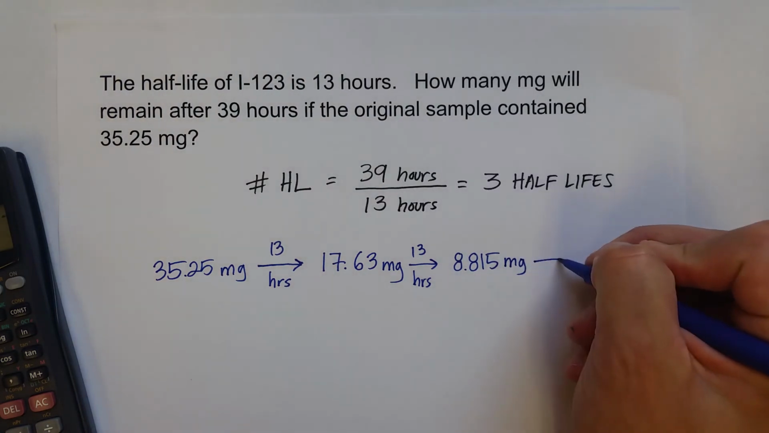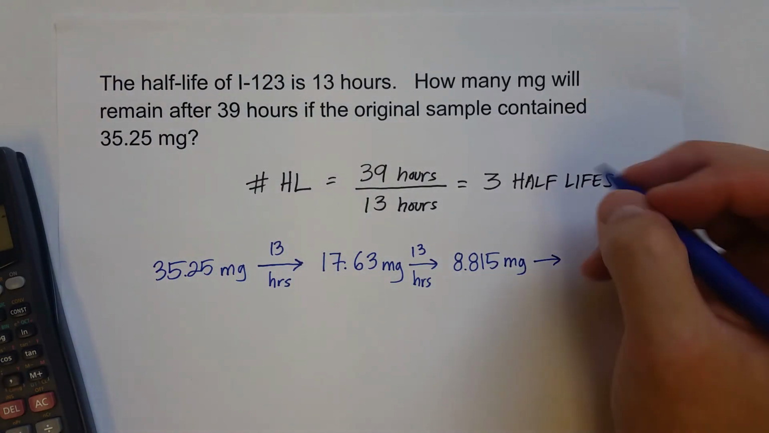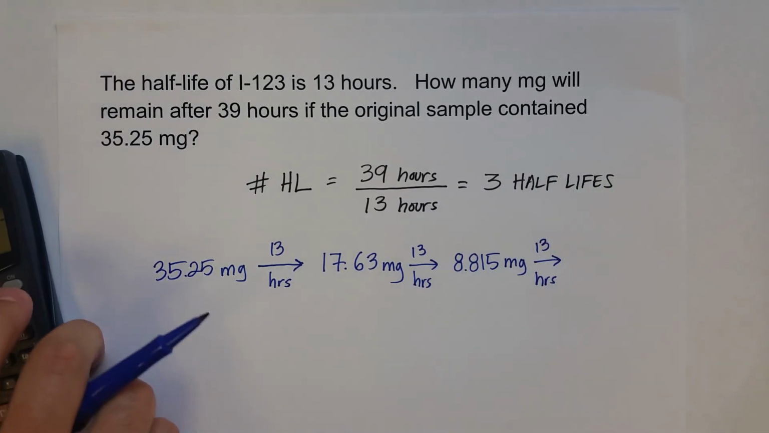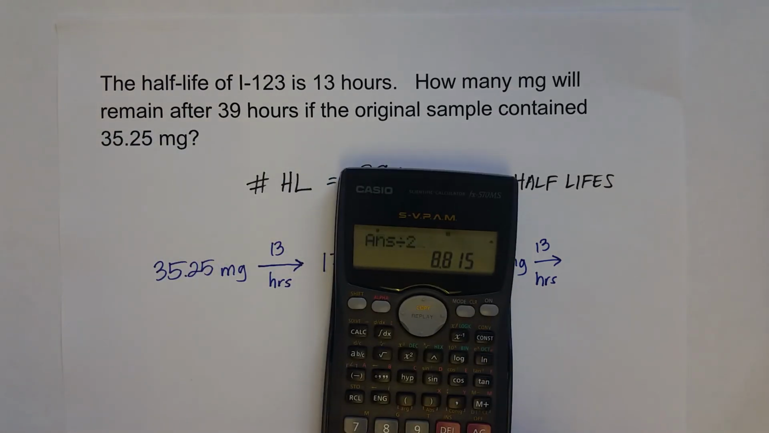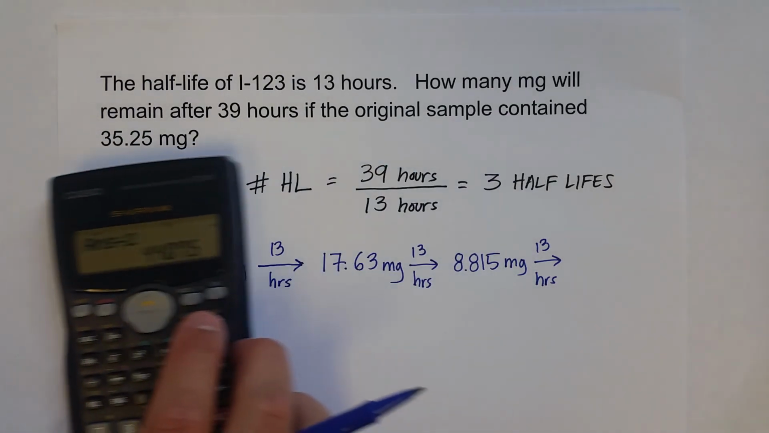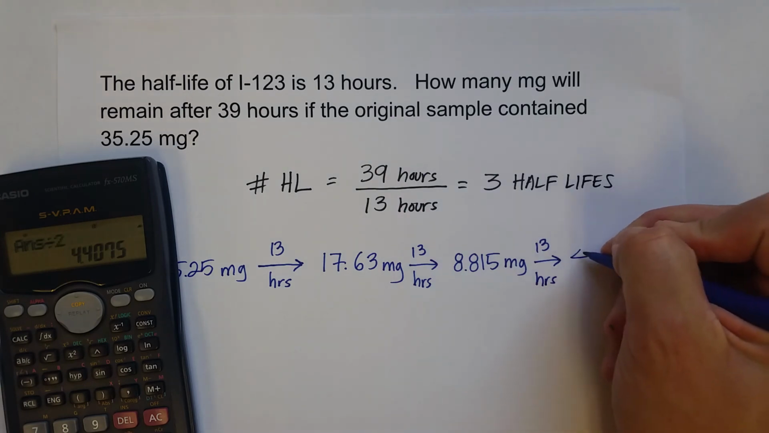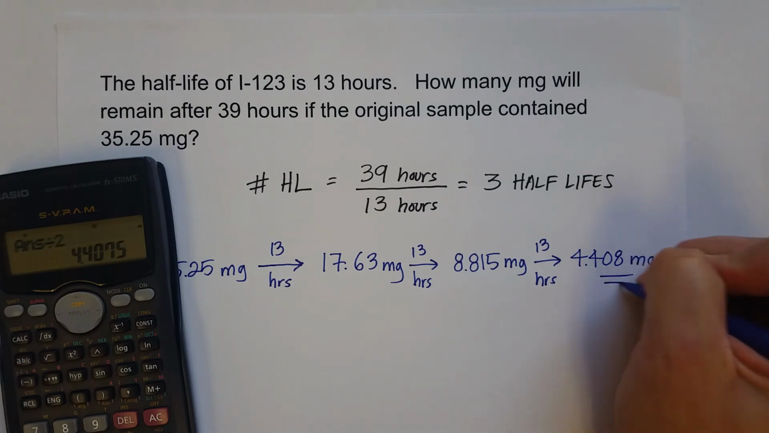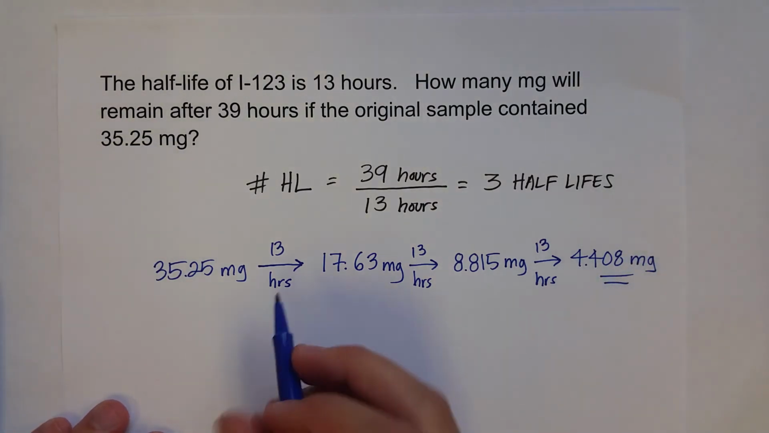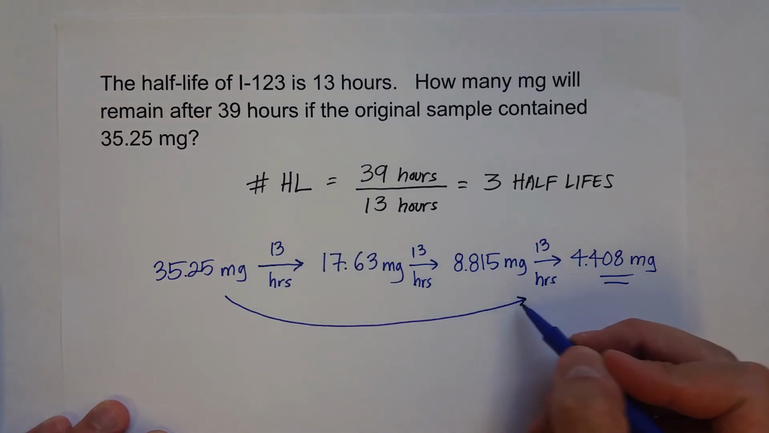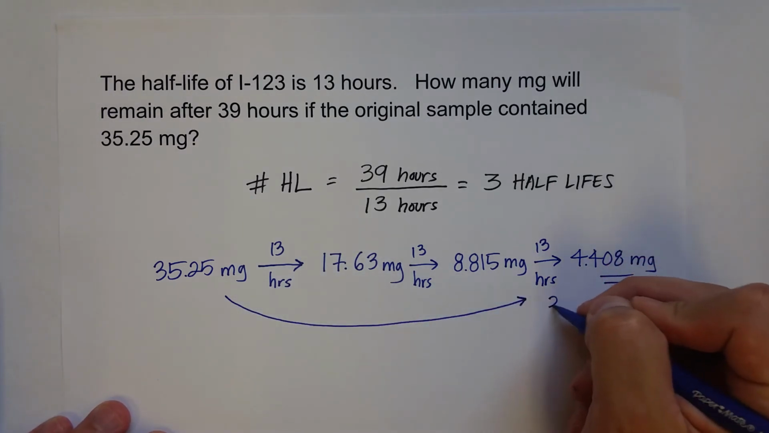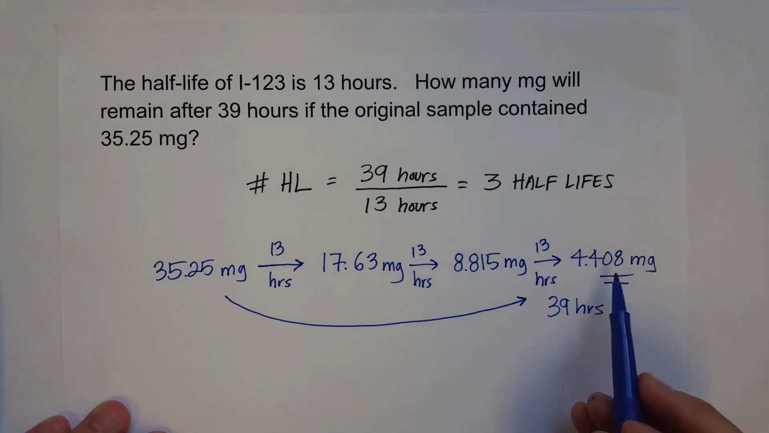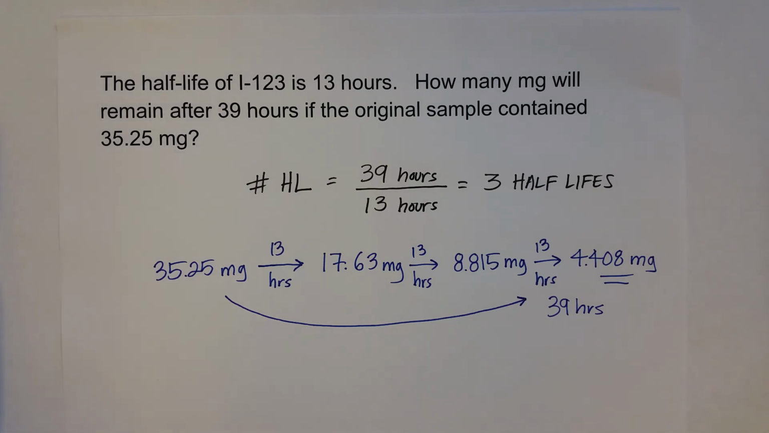Okay, but of course we have to do this one more time, and another 13 hours has passed, so a third half-life, and we just take our 8.815, divide that by 2, 4.4075, or 4.408 milligrams. So after 39 hours, this sample has gone from 35.25 to 4.408 milligrams.